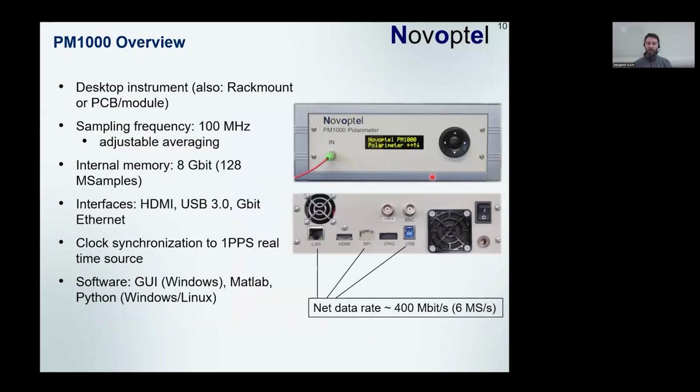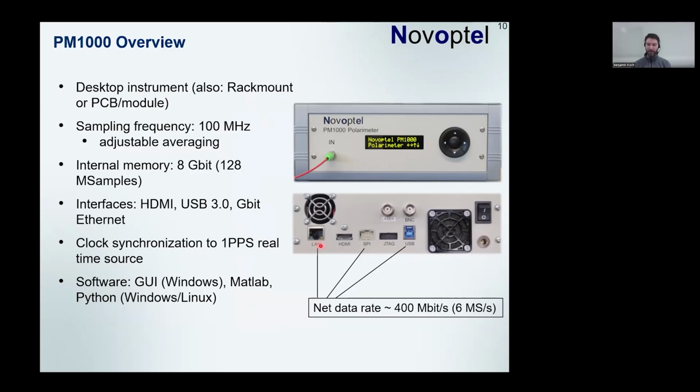So most of the time we build this hardware into desktop instruments, like seen here with the front and back of the instrument. Also, we build it in rack mounts, or if you want to integrate it into your own hardware, then you can also get it as a module, so just the PCB. In the desktop instruments, you have a small menu with the possibility to set the most important settings. And on the back side, you can connect it to your network or your PC.